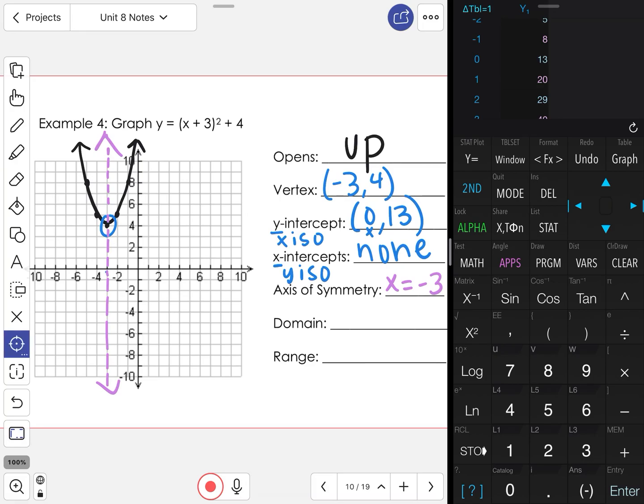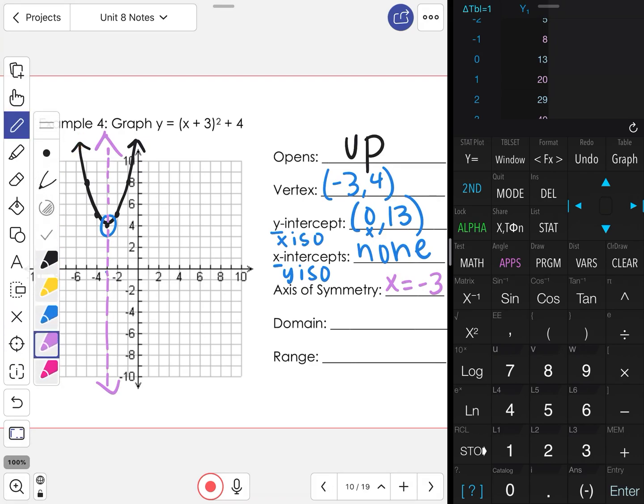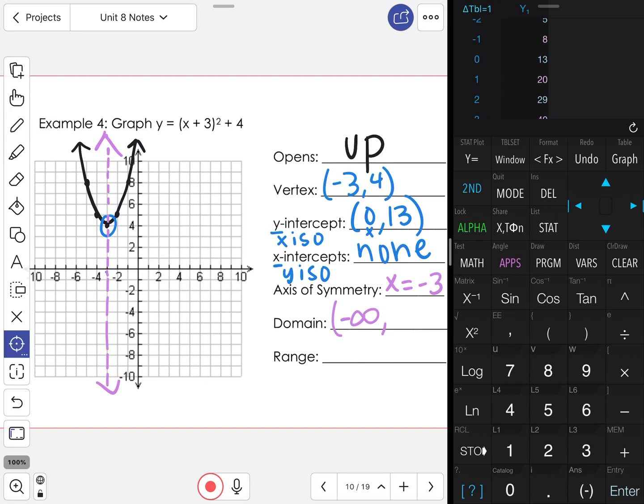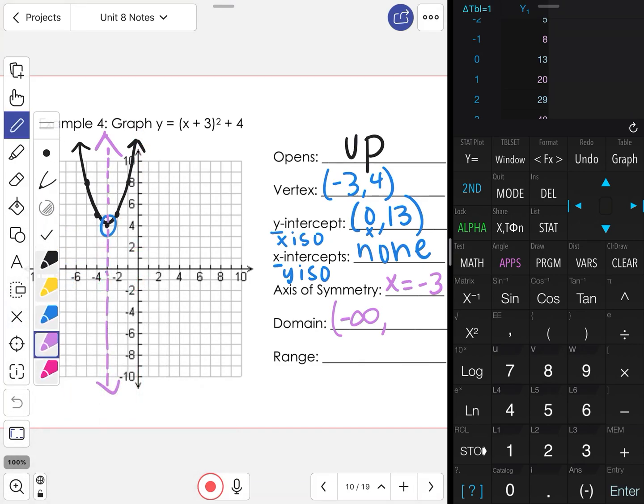Now I need to do my domain. So I'm going to go up and down until I start touching. And the first time I touch up and down is on an arrow. So I'm going from -infinity. And I continue to go up and down. And the last thing I touch is another arrow. So I'm going to +infinity.